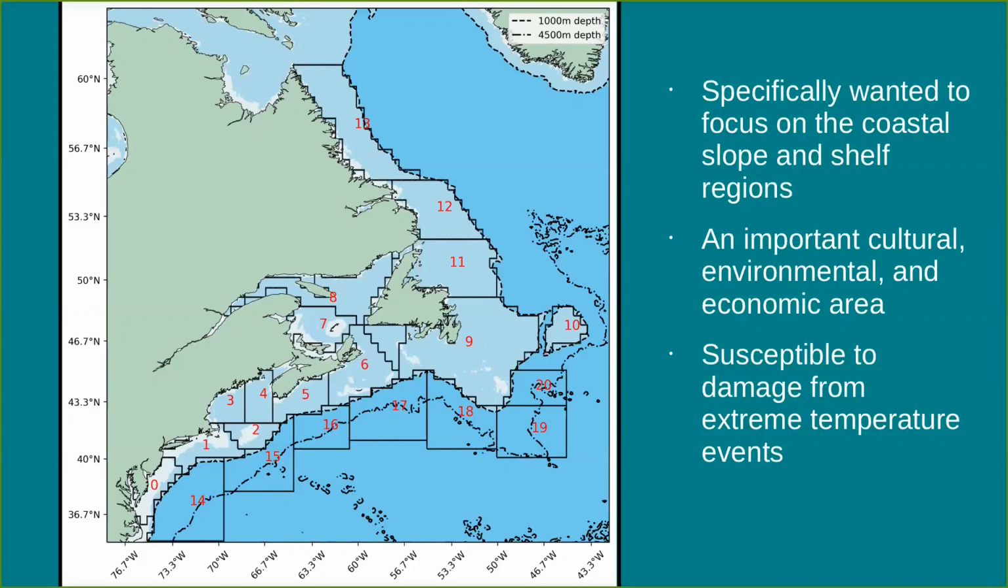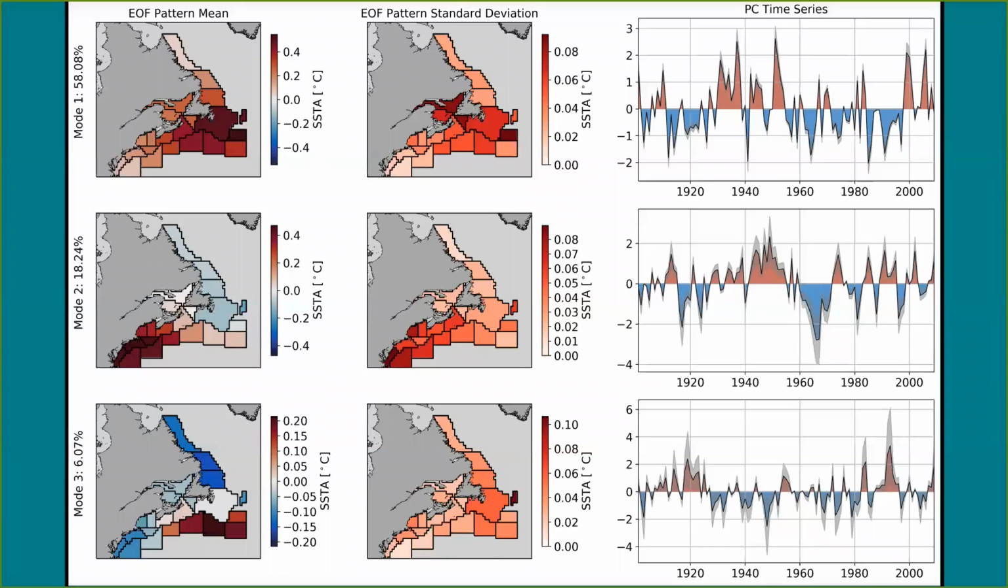In order to get a better understanding of the shelf and slope regions in the Northwest Atlantic, we followed Chen et al. 2020 and spatially averaged our sea surface temperature data into 21 regions. An extended empirical orthogonal function was then performed on our combined sea surface temperature data set, which has now been spatially averaged into the defined regions of interest. The first three modes were found to be significant under the method brought forward by Overland and Preisendorfer in 1982, and these are shown here in each of the rows, with the first row corresponding to the first mode and the third row corresponding to the third mode.